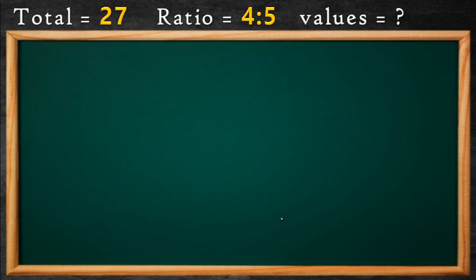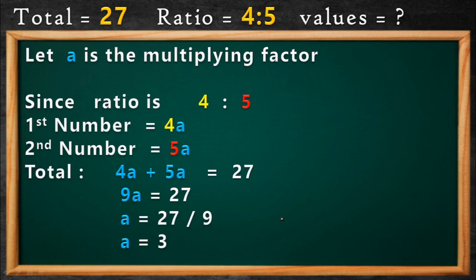First method, I'm taking the help of a multiplying factor. In this case, A is the multiplying factor. You can take any alphabet, B, X, whatever. The ratio is 4:5, so the first number will be 4 into A. We just need to multiply the antecedent and consequent by the multiplying factor. The second number will be 5A. Because of the multiplying factor, the numbers are 4A and 5A.